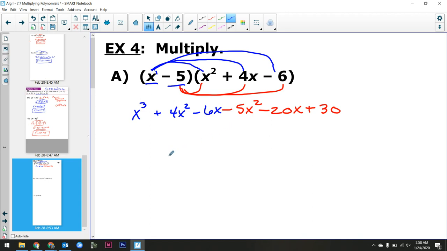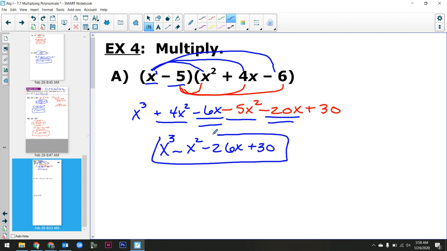And now I just combine like terms. Start again with your highest power. Got to put it in standard form, x to the third. And then I've got a 4x squared and a negative 5x squared. So minus 1x squared, or just minus x squared. I've got a negative 6x and a negative 20x to make negative 26x. And then I've got that plus 30 sitting out on the end.